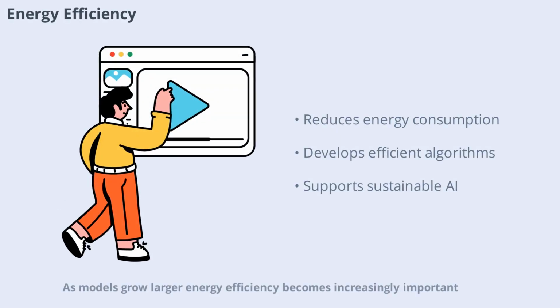As models grow larger, energy efficiency becomes increasingly important. Researchers are developing new techniques to reduce the energy consumption of training and running neural language models. Efficient algorithms and hardware help make AI more sustainable and accessible.